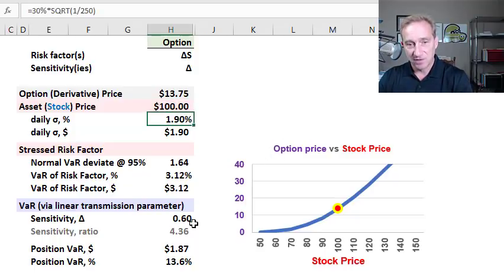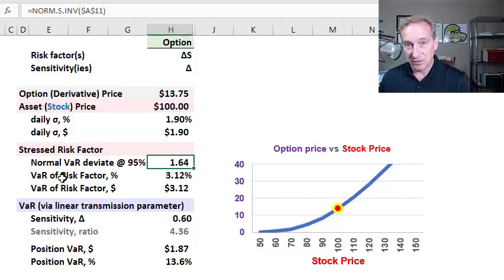And then I've got a daily volatility you can see here. I just took that 30% and scaled it per the square root rule, assuming 250 trading days in a year. So I have a daily volatility of the stock price. In percentage, that's 1.9%, or in dollar terms, that's $1.90. And so then here I am stressing the risk factor. So now we see why there's a normal in the delta normal, because we're assuming in this case that the stock price has a normal distribution.